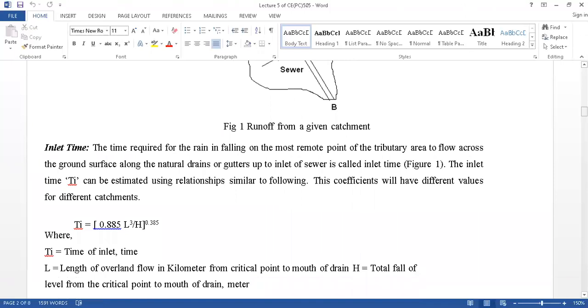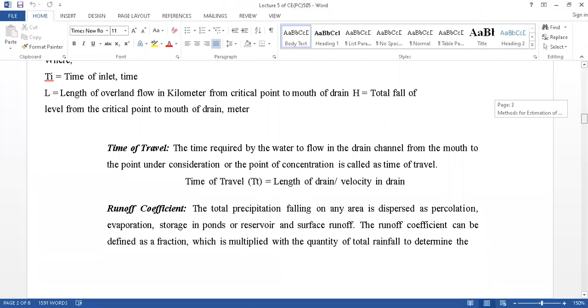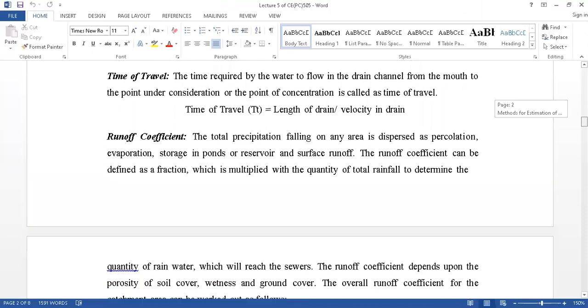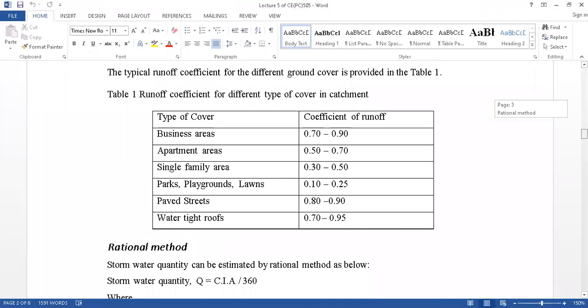Then we have seen how to calculate the inlet time. It depends on the traveling distance as well as the vertical height fall between the initial point and the final point. Time of travel we have already shown, because time equals distance by velocity. And then the factor of runoff coefficient of various areas: I tried to give you an idea of what type of runoff coefficient each area has, because surface runoff flows over various areas. As an engineer, you must know which area has which coefficient of runoff.